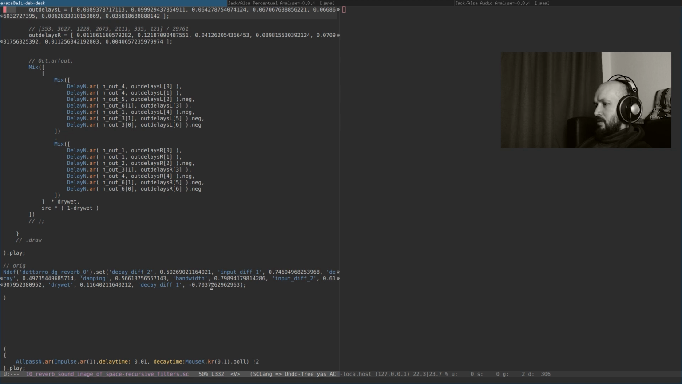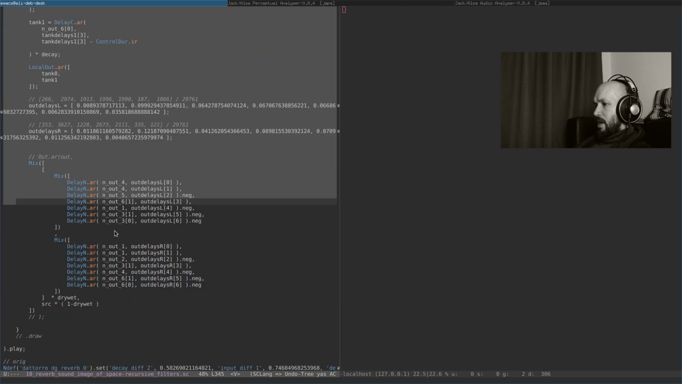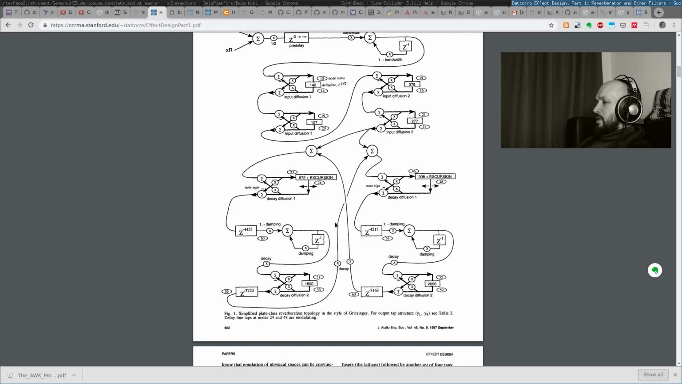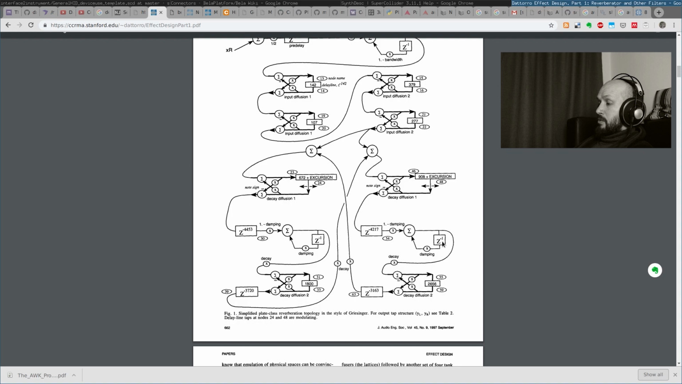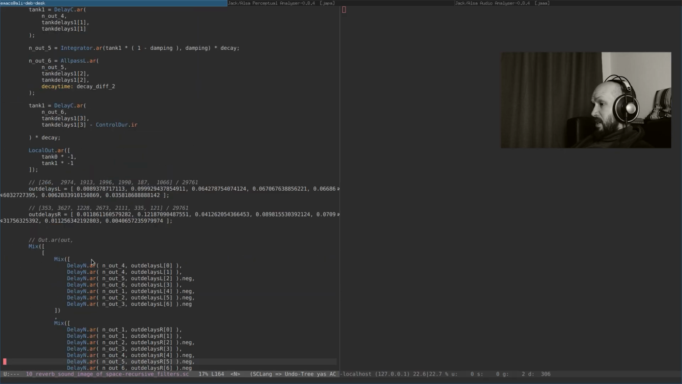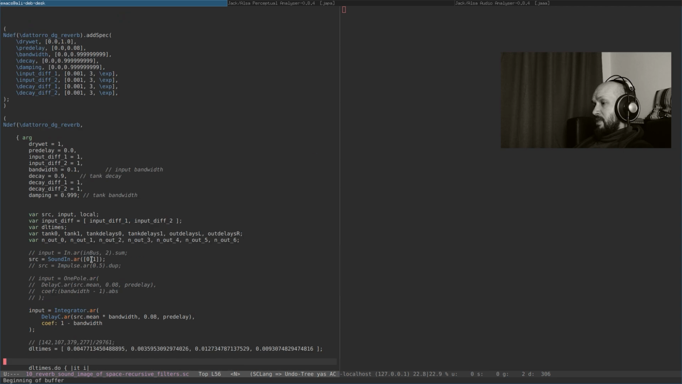but n out 3 at 1, where is that 1? Yeah, at 1 goes to the output of the reverberator. And the same happens for n out 6, the other part of this reverberation tank. So let's take a look at how they sound.